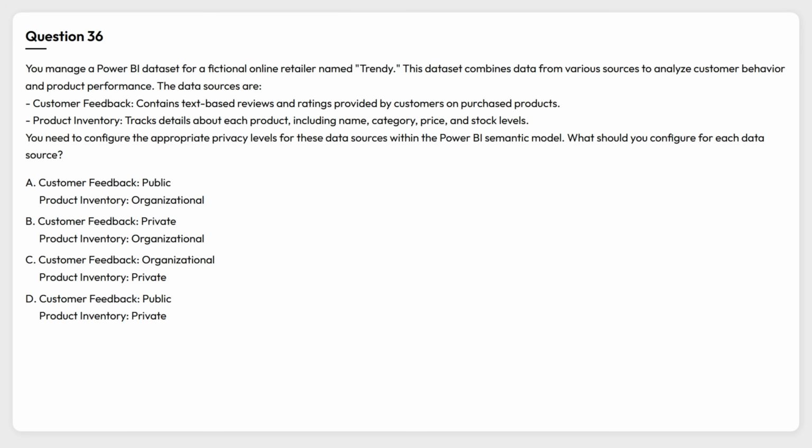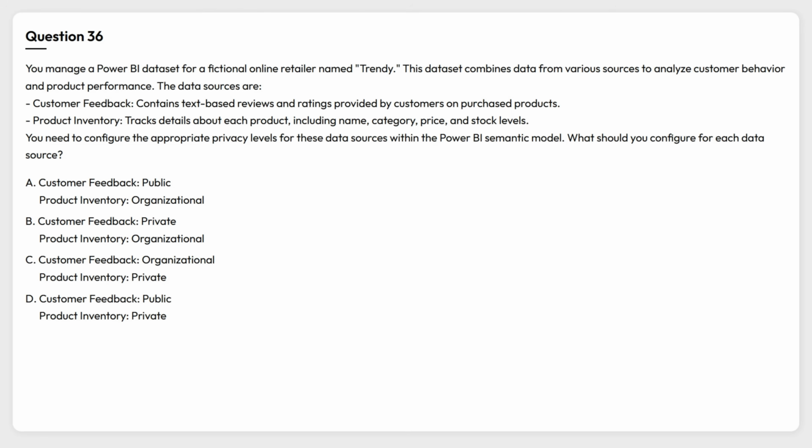You need to configure the appropriate privacy levels for these data sources within the Power BI semantic model. What should you configure for each data source? Option A, customer feedback, public. Product inventory, organizational.